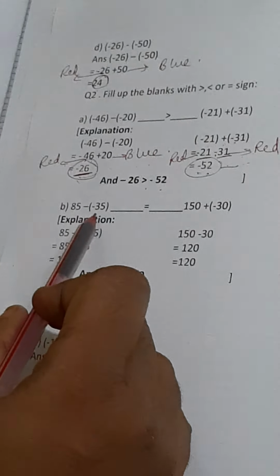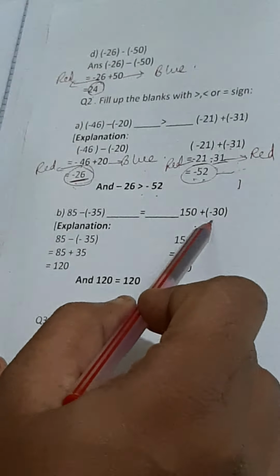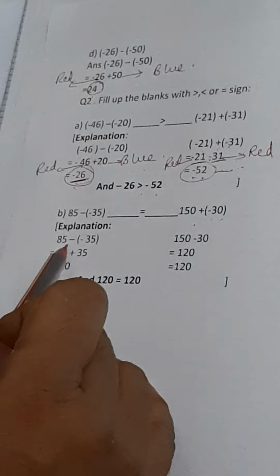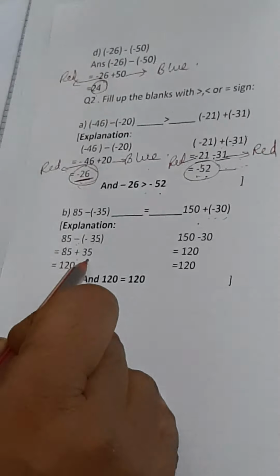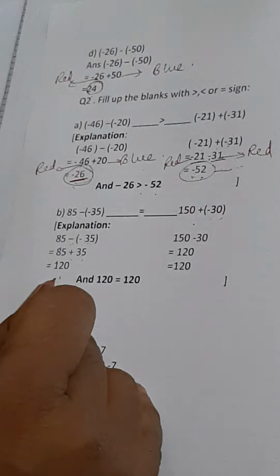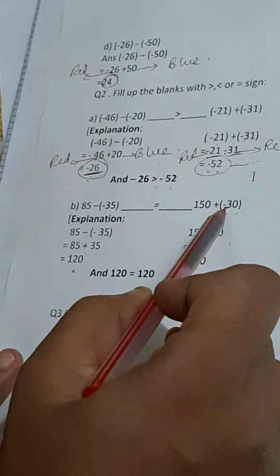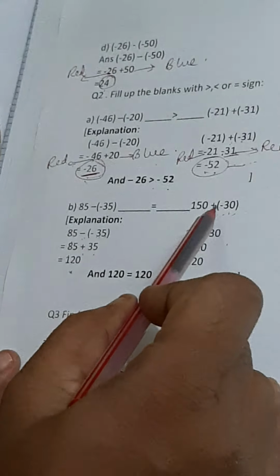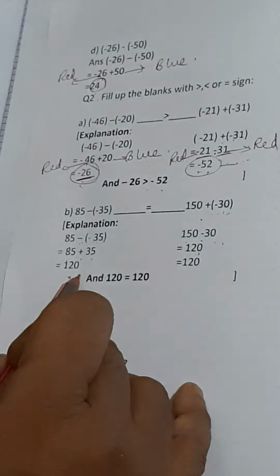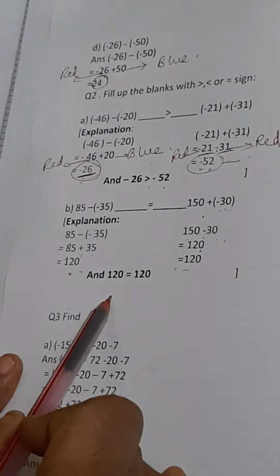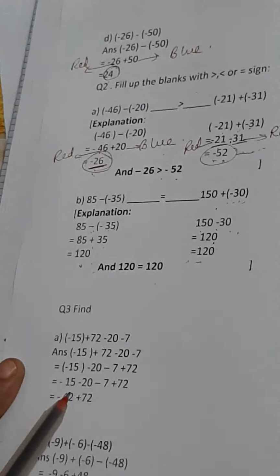85 minus of minus 35, and this side it is 150 plus of minus 30. 85 minus of minus 35, minus of minus I told you is plus. So 85 plus 35 will give me 120. And this side 150 plus of minus 30 means plus of minus is minus. So I got 150 minus 30, which is 120. In both the cases I find that I got 120, so I will put equal to sign. Now let us see question number 3.